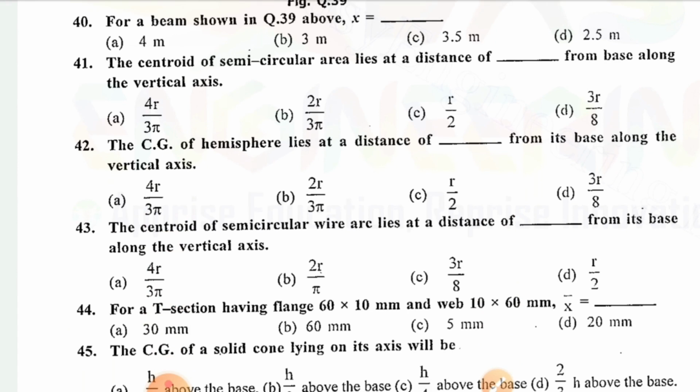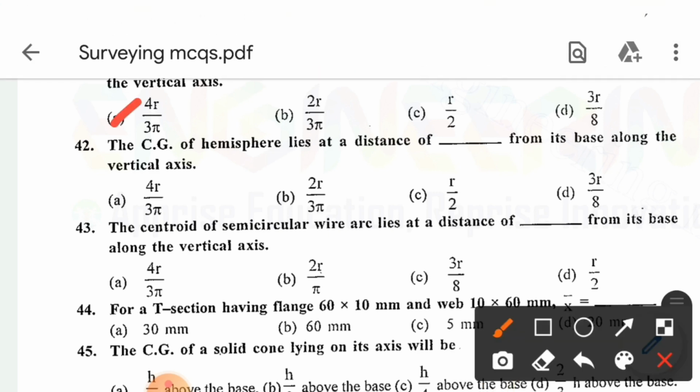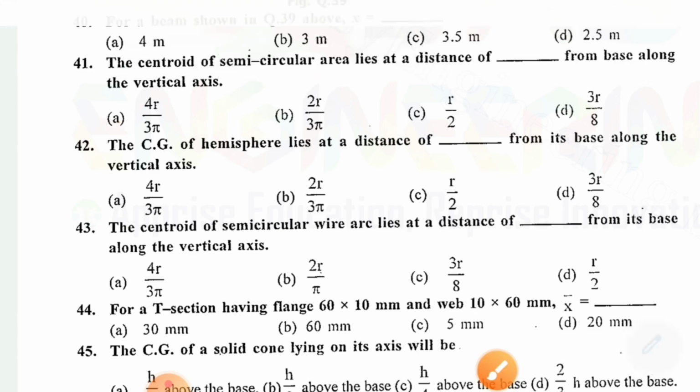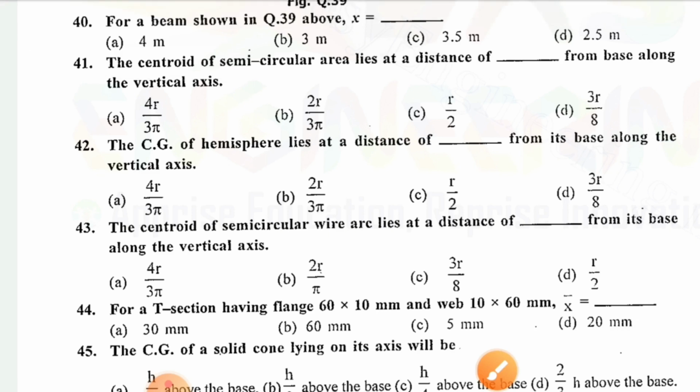Question number 41. The centroid of a semicircular area lies at a distance of dash from base along the vertical axis. Option A is correct, 4r by 3 pi. Question number 42. The CG of hemisphere lies at a distance of dash from its base along the vertical axis. Option D is correct, 3r by 8.